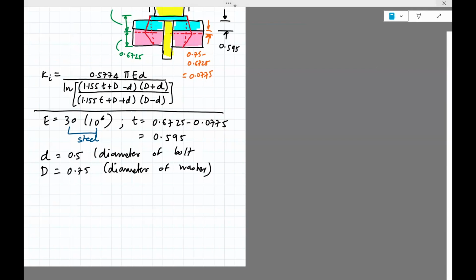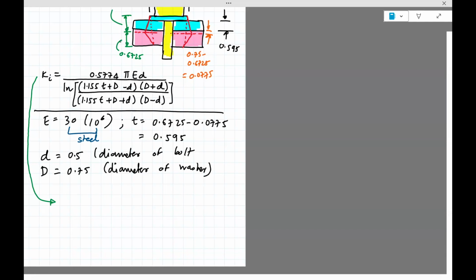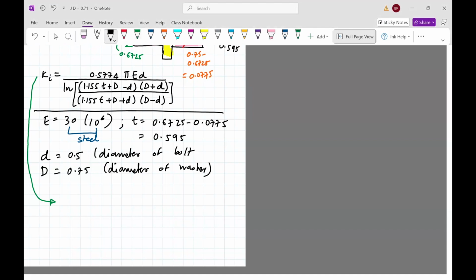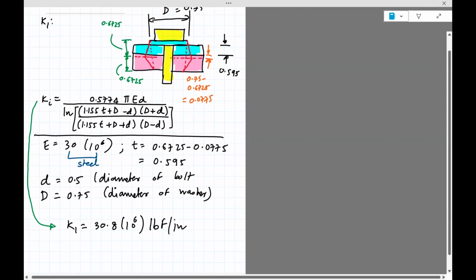We'll use this formula. Okay, I'm just going to write the value, but you can use that formula. Everything is known. We've determined everything needed there. This comes to be 30.8 times 10 raised to 6 pound force per inch. Okay, that's part one. Now, let's go to the next one.